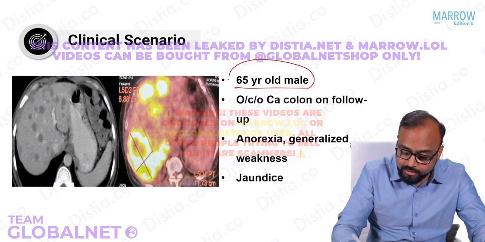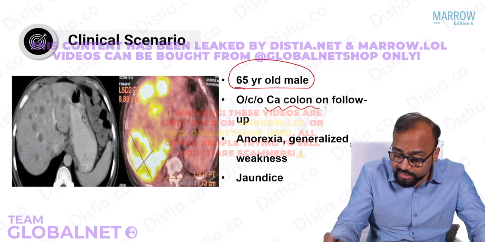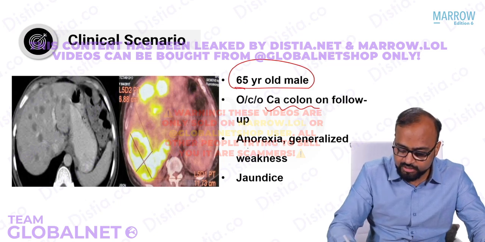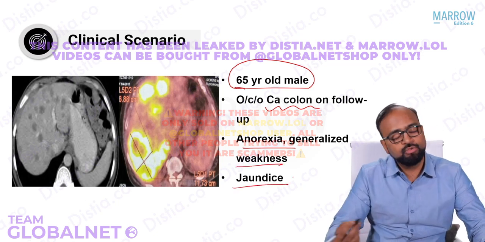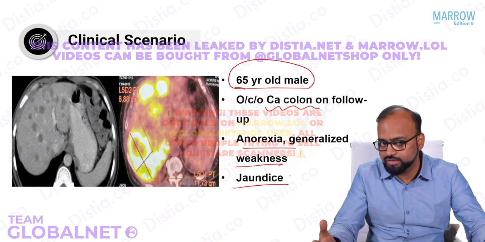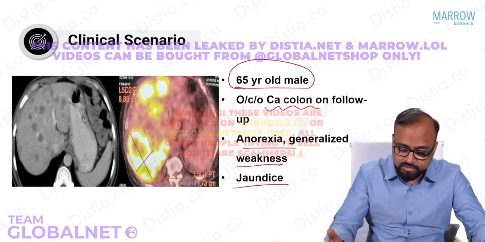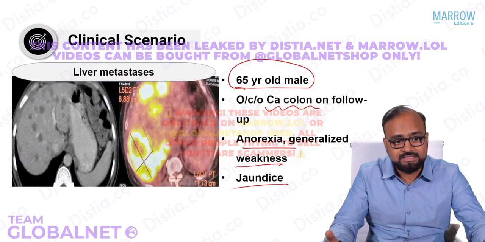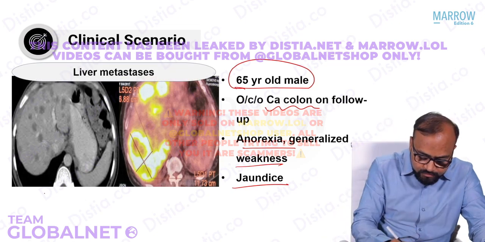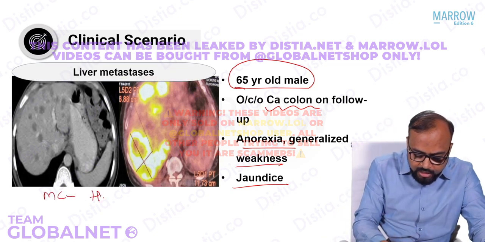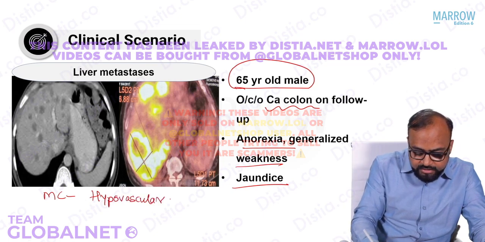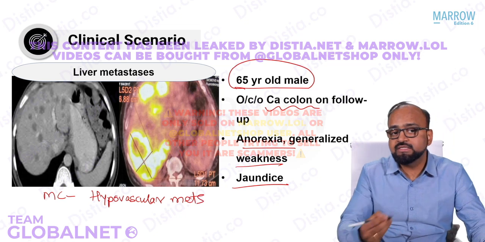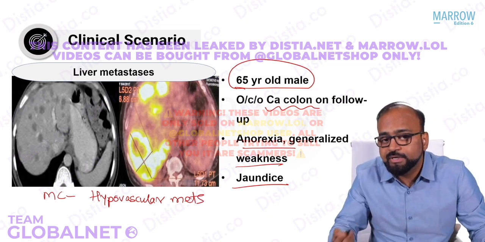65-year-old male, so elderly male, operated case of CA colon on follow-up, presents with anorexia, generalized weakness, jaundice. When you know that there is a primary cancer that was there and you see multiple liver lesions, what do you think of? You think of metastasis. The most common type of liver metastasis, remember, are hypovascular metastasis. So these metastatic lesions, they enhance less as compared to the normal liver.